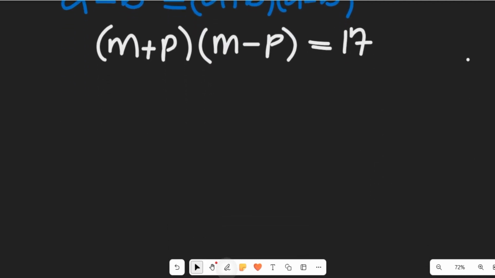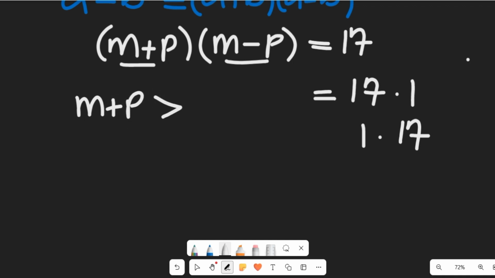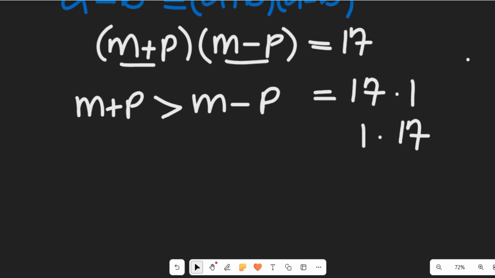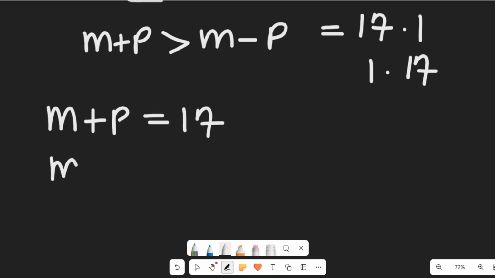So wetin I go do now be sey, for mathematics, the answer fit be either 17 times 1 or e fit be either 1 times 17. Any one wey enter dey okay. Now you go see sey out of dis two expression, one big pass one. M plus p dey bigger than m minus p. So we go give the bigger one the bigger number. If we give the bigger one the bigger number, we go form two equation. We go take our m plus p go dey equal to 17, and then we go take our m minus p to dey equal to 1.